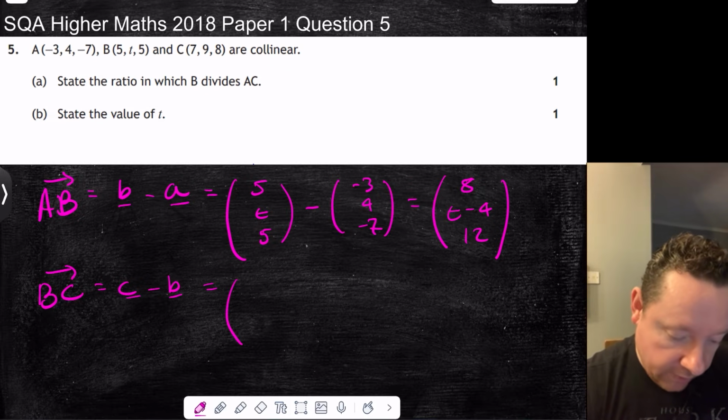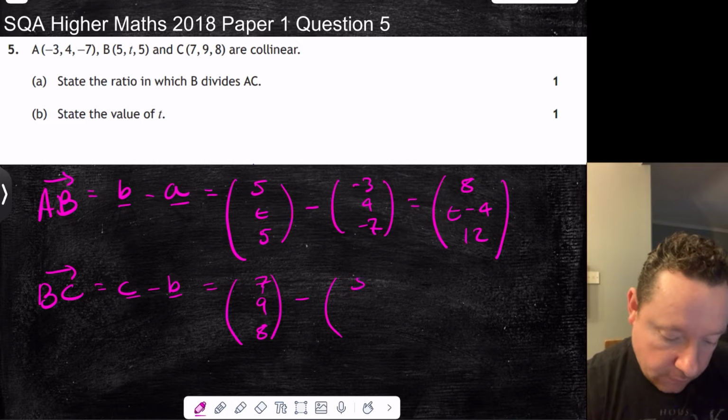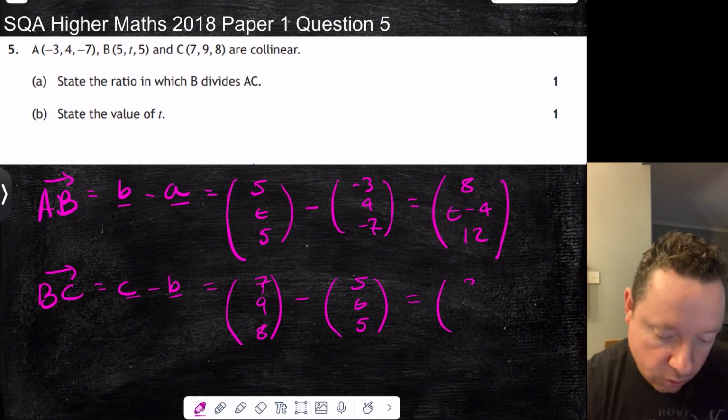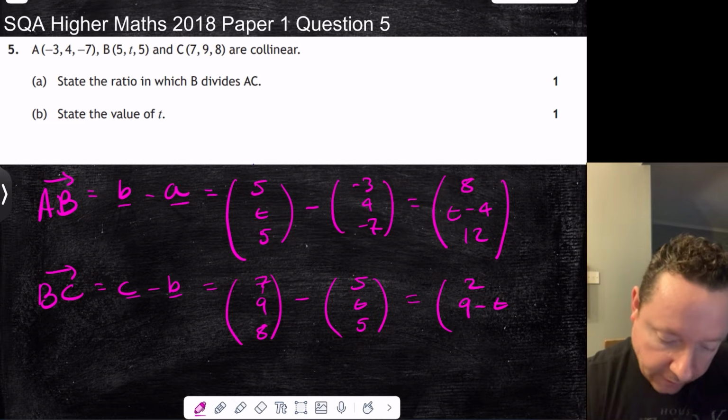So that equals 7, 9, 8 minus 5, t, 5. 7 minus 5 is 2. 9 minus t, don't worry about them now, that'll be for part B. And 8 minus 5 is 3.